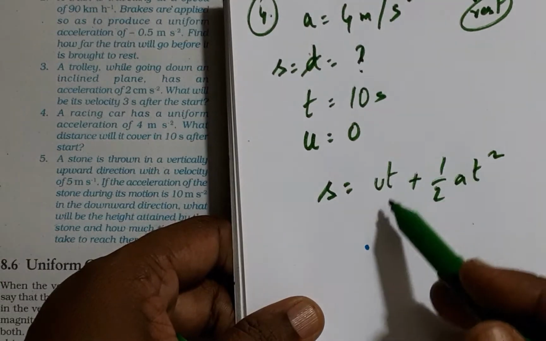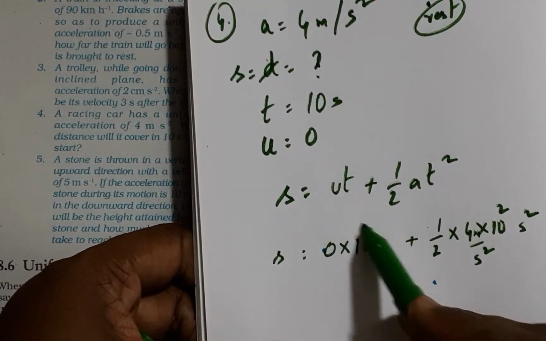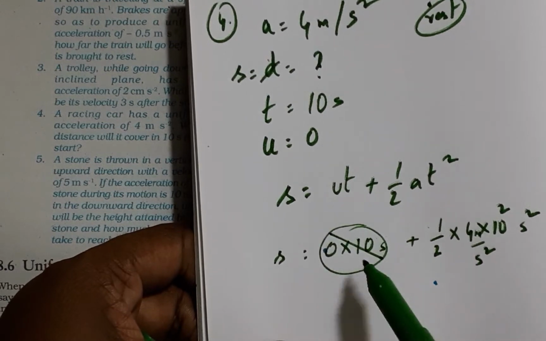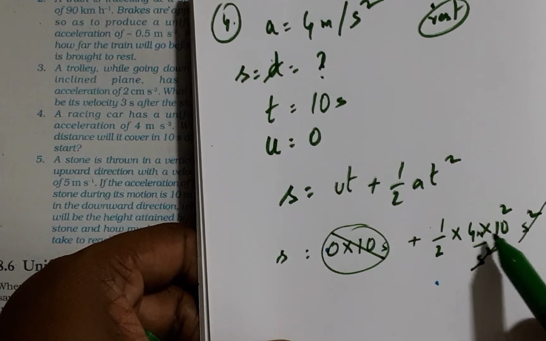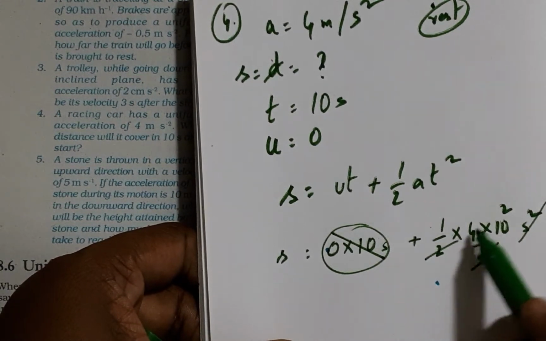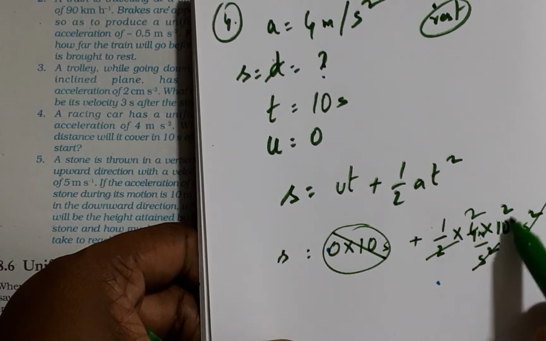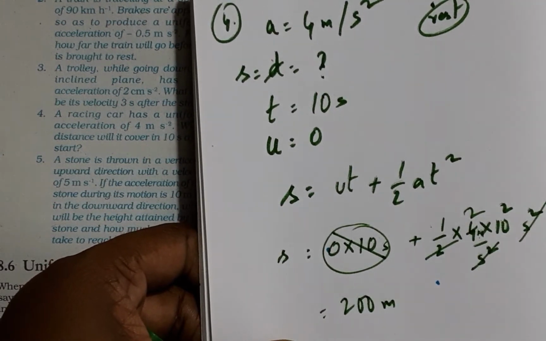Now replacing the values into the formula, herein this value has been nullified because 0 into anything is 0, and now these two get cut off in units and we are left with meters in the numerator, and now 2 2s are 4, and therefore 10 10s are 100, therefore 200 meters is the answer for the fourth sum.